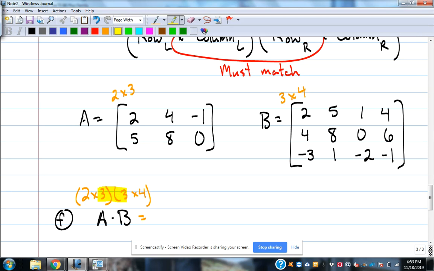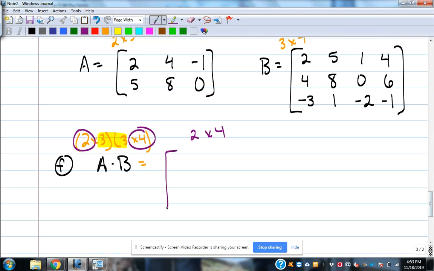Because it's possible, because those numbers match, what I'm going to end up with when I solve it is a 2 by 4. That's what my answer will be, a 2 by 4 matrix. The outside numbers tell you that. So 2 rows by 4 columns.